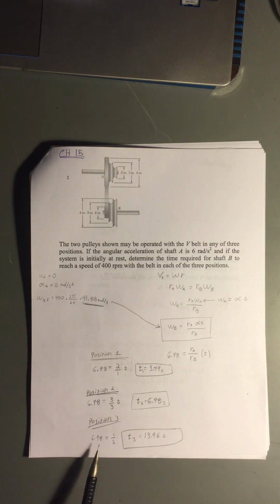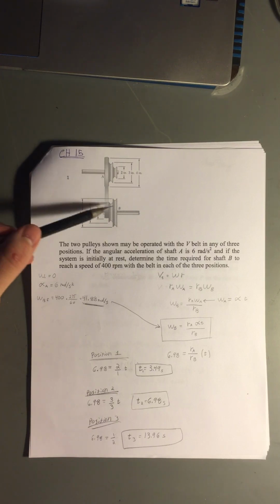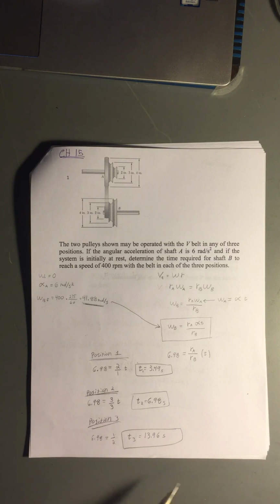Then for position C, the wheel would be here, so the radius of B would be larger, and so it would be 1/2 times t. Multiplying this by 2 gives us our time for the third position, which is 13.96 seconds.